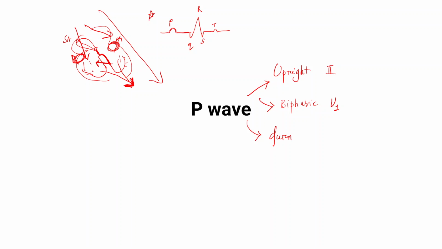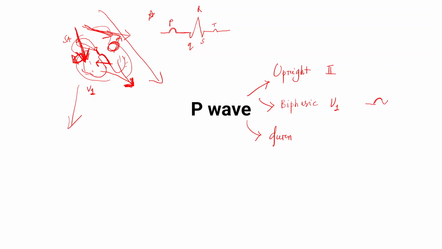For V1, V1 will be present somewhere here. So the right atrium direction will be like this, that is towards the axis of V1. So the V1 axis will be somewhere like this. Right atrium depolarization is towards V1, so that will produce a positive wave. But the left atrium depolarization, this one, is somewhat opposite to V1, so this will produce a negative wave. So in V1, the P wave will be biphasic.